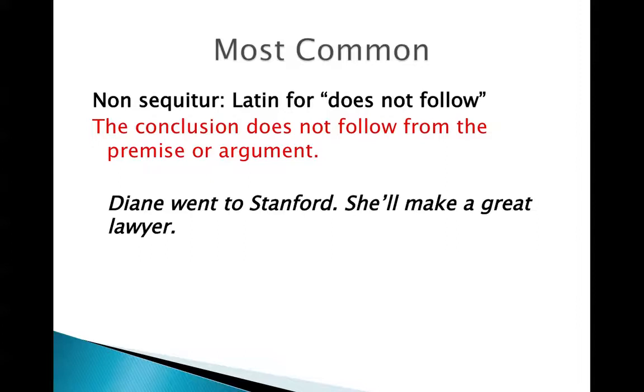Here's an example. Diane went to Stanford. She'll make a great lawyer. The premise is Diane went to Stanford. That's actually true. The conclusion is she'll make a great lawyer. That's not necessarily true based on the fact that she went to Stanford. In fact, there's probably a lot of people who went to Stanford Law School and are terrible lawyers, while there are some that are also great, but there's no guarantee that Diane's going to be great. So this is a non sequitur.